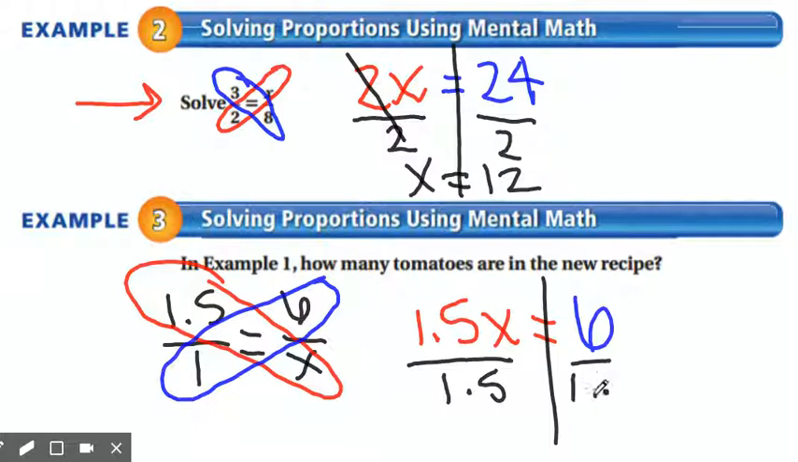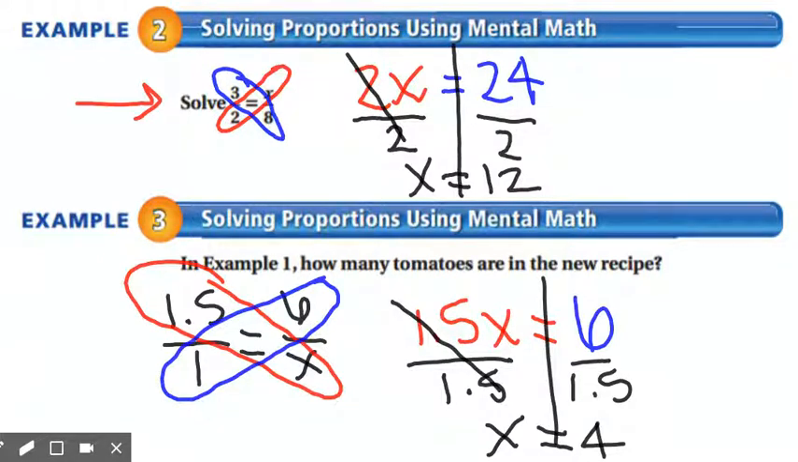Now, you guys might be freaking out at this point because you're like, 6 divided by 1.5? I don't know what that is. Well, you have a calculator, or you can pull one up. Those 1.5's cancel, and we just have x equals, plug that into your calculator, and hopefully you got 4. All right. Yes, I did that in my head, but I'm like a math genius, so it comes with the territory. All right. So in example 1, when it says how many tomatoes are in the new recipe, our new recipe would call for 4 tomatoes.